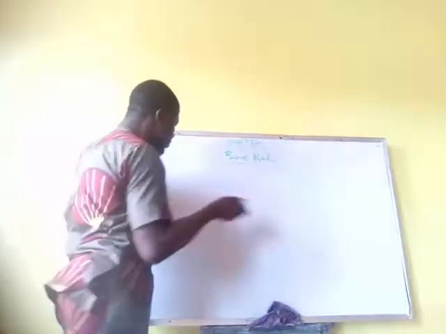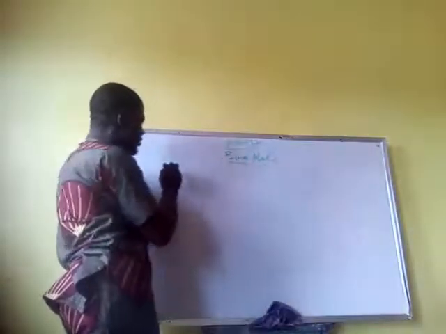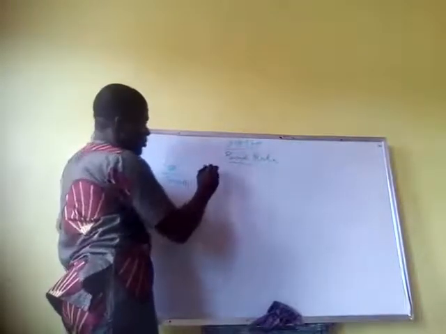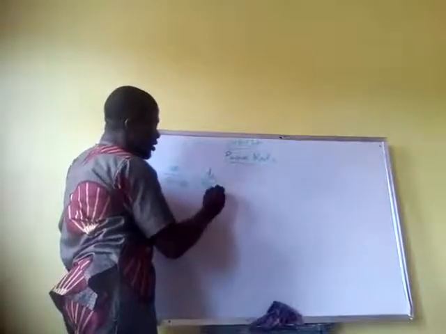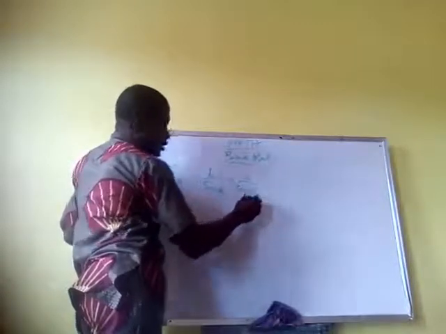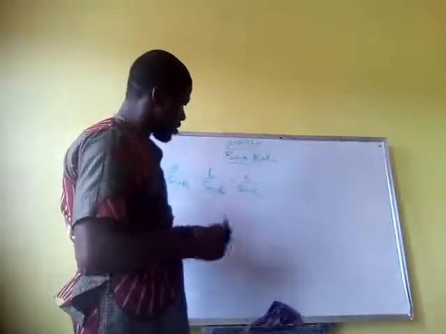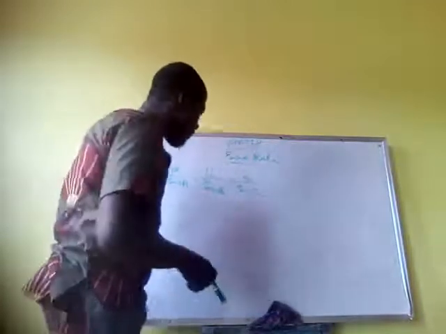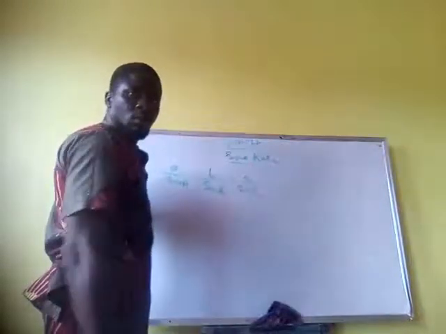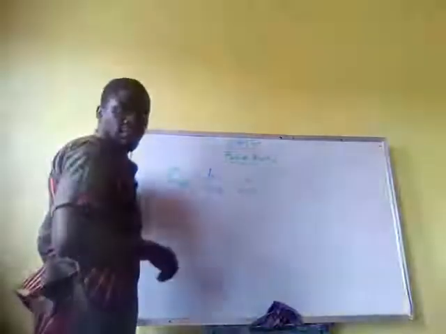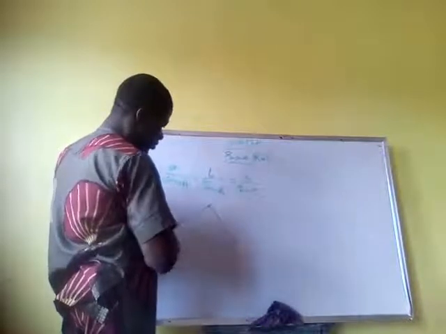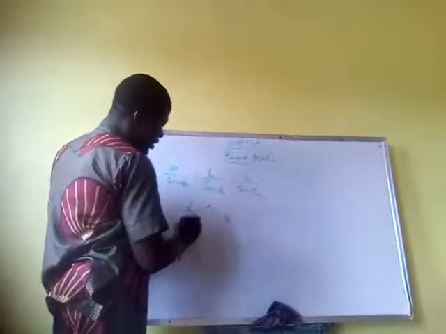So the formula for sine rule is a over sine A is equal to b over sine B equal to c over sine C. When we talk about all these ones in the numerator, we are talking about the sides of a triangle.